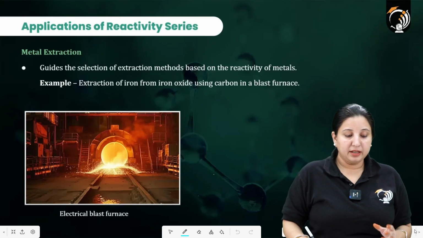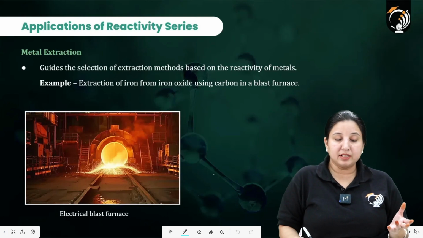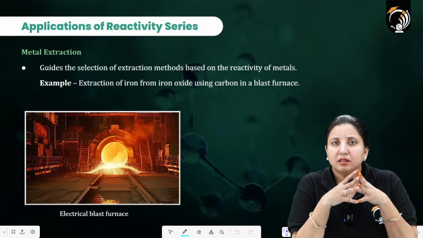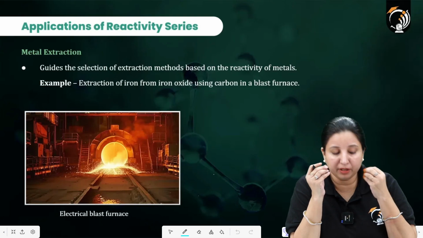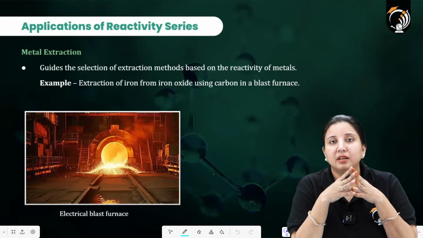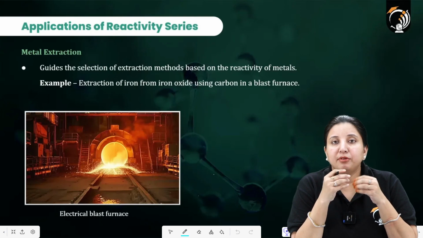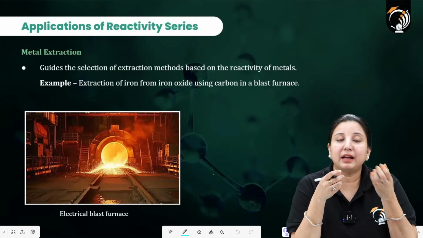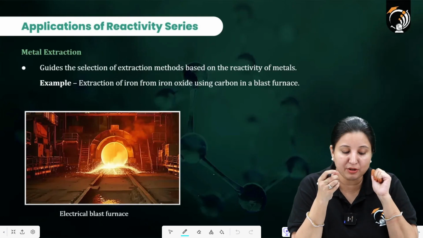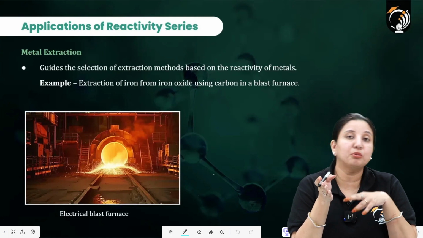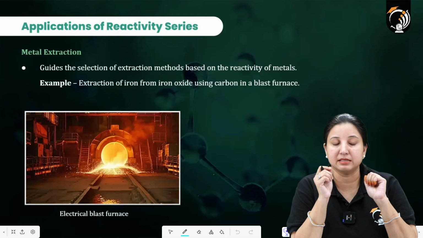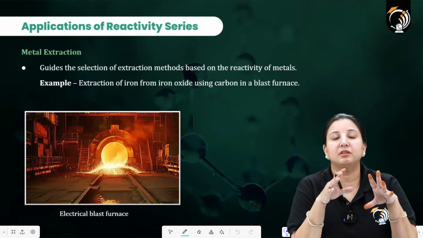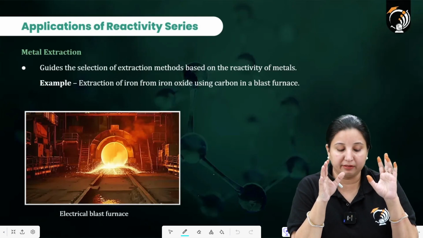Now, next is the application of the reactivity series, which is metal extraction. Whatever metals we get are not in the pure form, isn't it? We require to extract them. For extracting them, we apply several methods, and those methods are also based on the reactivity series. Like just now we have seen, the reactions with the acids or with the water all are on the basis of the reactivity series.